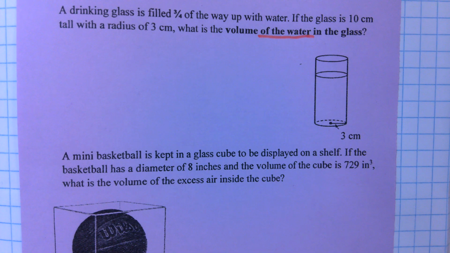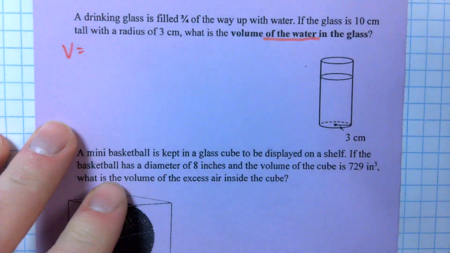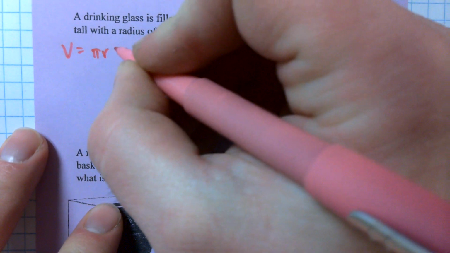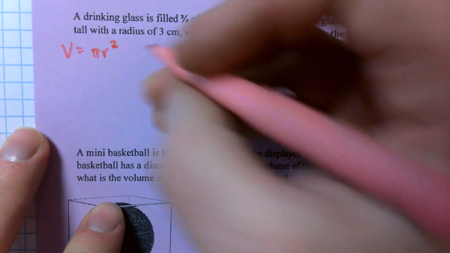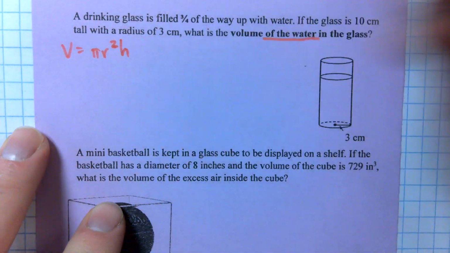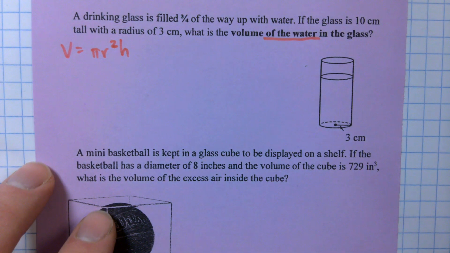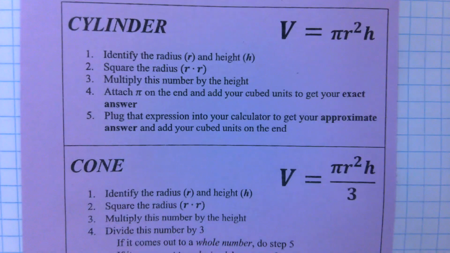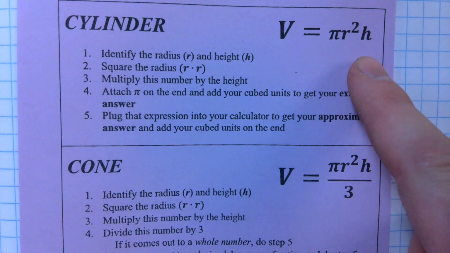Do we know how to find the volume of a cylinder? What's the formula for the volume of a cylinder? Formula is V equals pi r squared times h. Over 3? That's a cone. Right, again, we can take a look over there. We could literally flip one page back. Oh, boom, there it is right there.